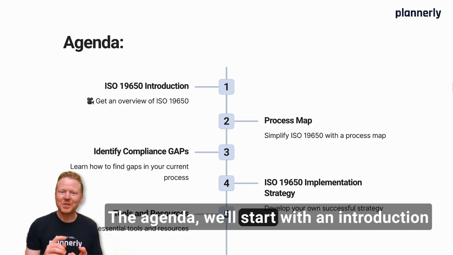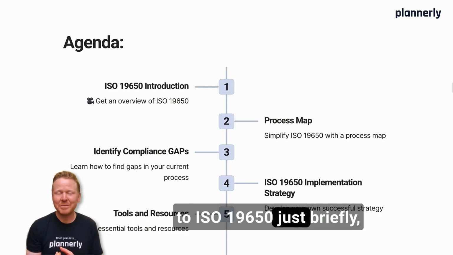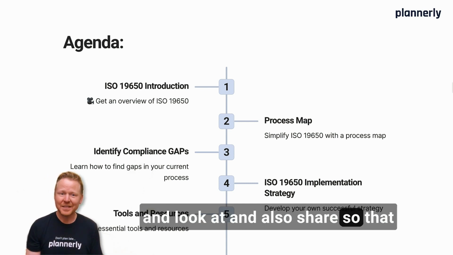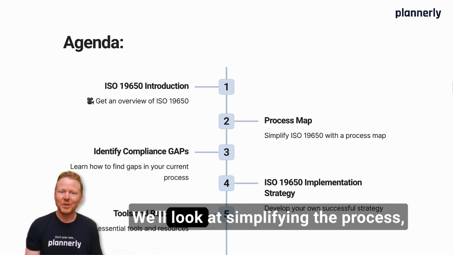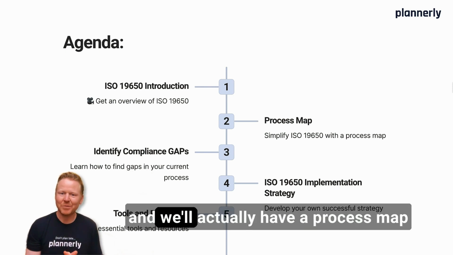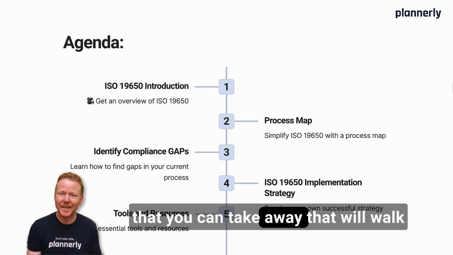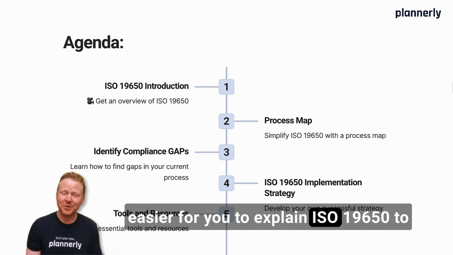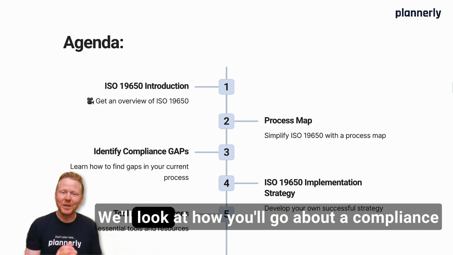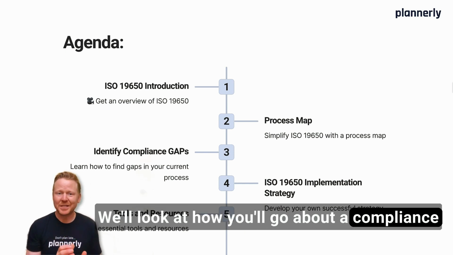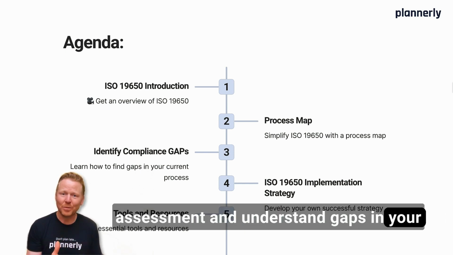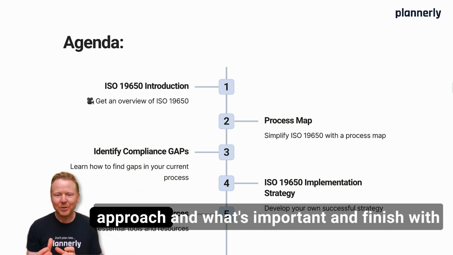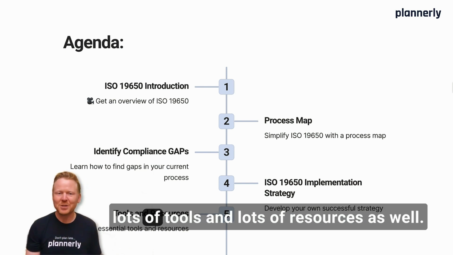The agenda, we'll start with an introduction to ISO 19650, just briefly, but there's a video resource that you can take and look at and also share so that other people can get up to speed. We'll look at simplifying the process, and we'll actually have a process map that you can take away that will walk you through the steps and make it much easier for you to explain ISO 19650 to others. We'll look at how you'll go about a compliance assessment and understand gaps in your projects and gaps in your implementation. And then we'll talk about the strategic approach and what's important, and finish with lots of tools and lots of resources as well.